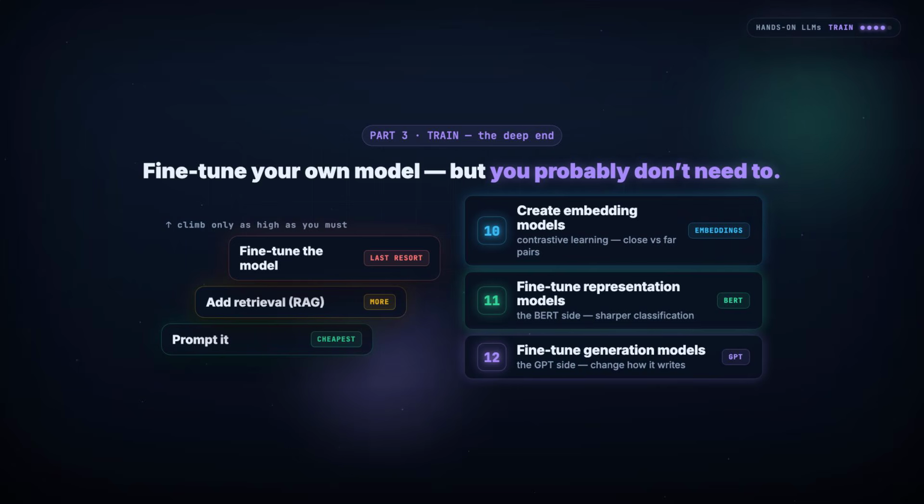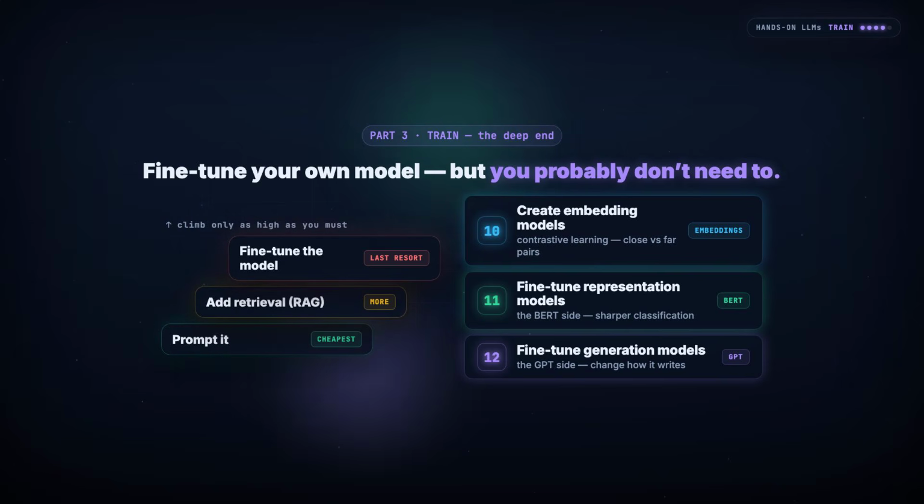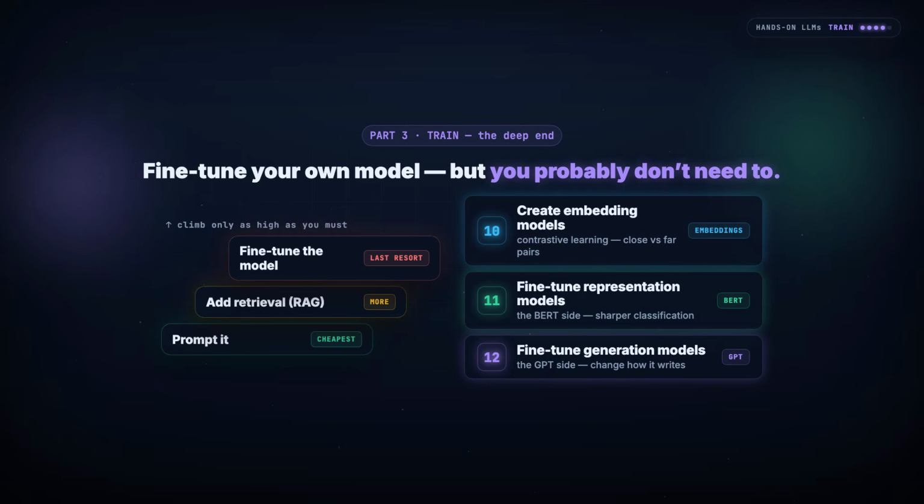Chapter 10 shows you how to create your own embedding models using something called contrastive learning, basically teaching a model by showing it pairs of things that should be close and things that should be far apart. Then chapters 11 and 12 cover fine-tuning the two families of models you met at the start. First, the representation models, the BERT side, for sharper classification, and then the generative models, the GPT side, to change how they actually write and behave.